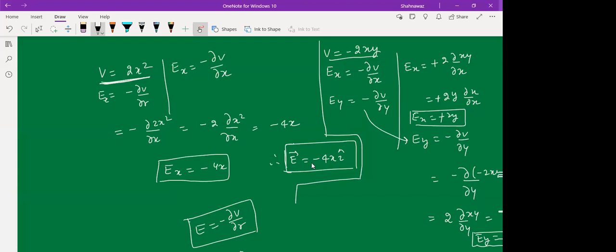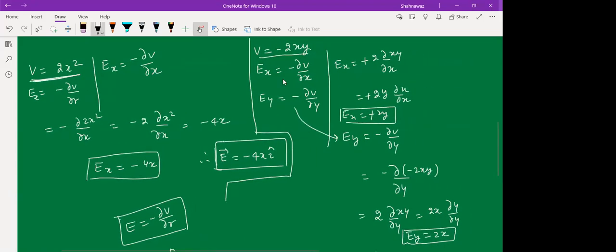Yes, sir. Now let's say that my potential is minus 2xy, right? So I will have two components, the x component of electric field and the y component of electric field. The x component would be minus dV by dx, the y component would be minus dV by dy. So if I calculate the x component, Ex is minus of minus 2xy. So minus minus cancel and I have 2 and the differentiation of xy, right?